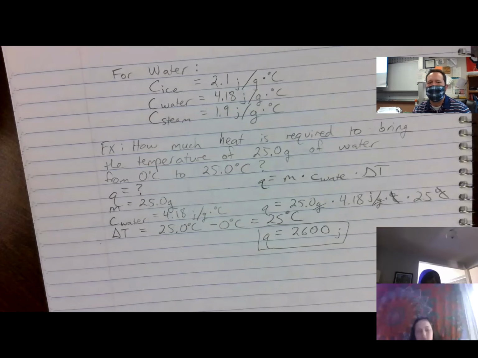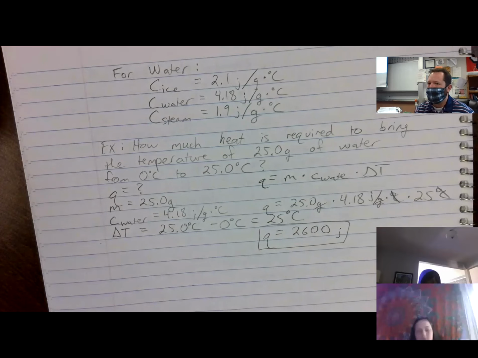Not really that much. Might sound like a lot, but a joule is a really small amount. It's not that much energy, which makes pretty good sense too, because 25 grams of water is not that much water. You have like a water bottle of water, like Dasani or something. Those are like 350 grams of water. So 25, not that much water. Not that much energy. Questions? All right, one more example for you then.